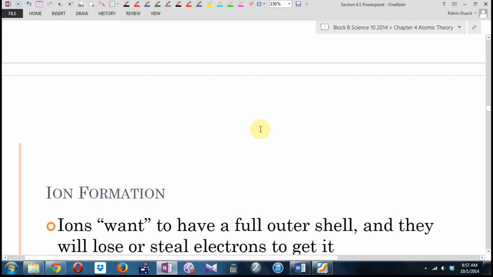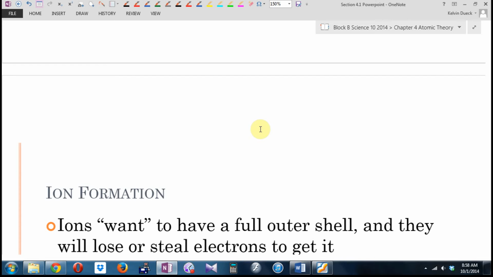So ions want to have a full outer shell. You learned last year that electrons gather in shells. On the innermost shell, there's room for 2 electrons. On the next shell, there's room for 8. On the next shell, there's room for 8. On the next shell, there's room for 18. You don't really have to memorize that.